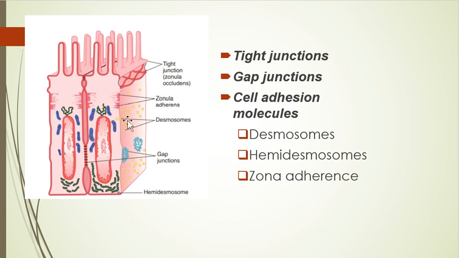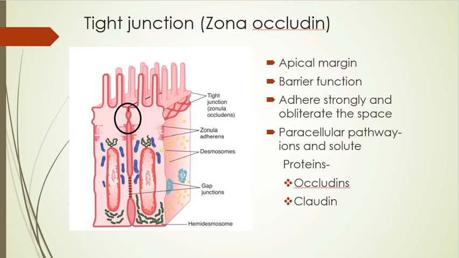So one by one we'll study every type of junctional protein or intercellular junction. Broadly, intercellular junctions are categorized into three types: tight junctions, gap junctions, and cell adhesion molecules, which are desmosome, hemidesmosome, and zonula adherens. One by one, we'll study all these types, starting with tight junction. Tight junction is also called zonula occludens.